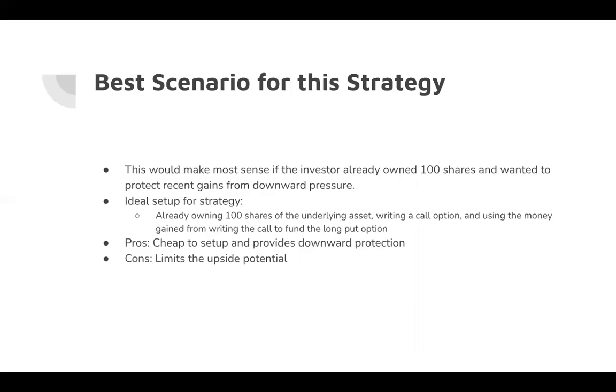So the ideal setup would be already owning at least 100 shares of the underlying asset, writing the call option and using the income from writing the call option to purchase the long put option. So if you're using this as a hedging strategy, it's a very cheap setup and provides great downward protection. The only problem with this strategy is that during times of high volatility, if the stock does go upwards in your favor, you do limit that upside potential, reducing your profits.